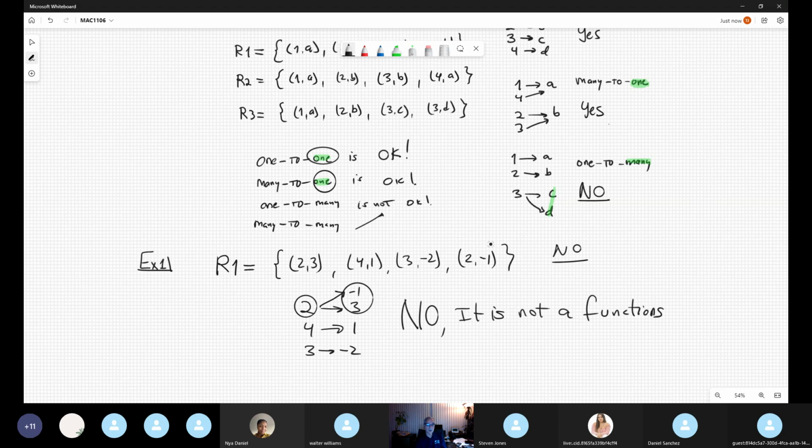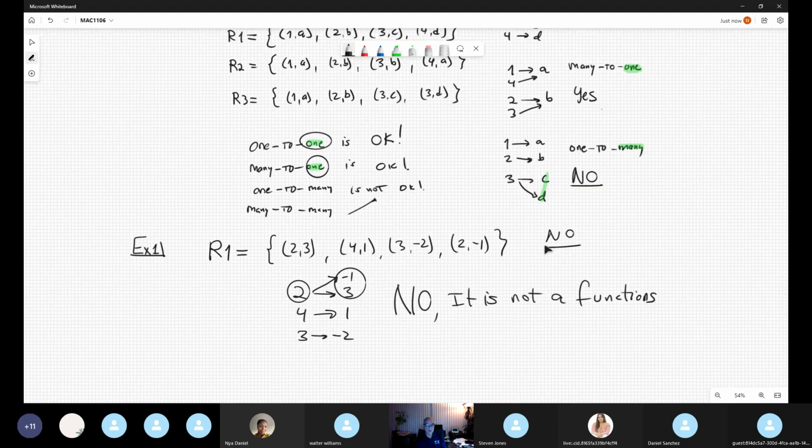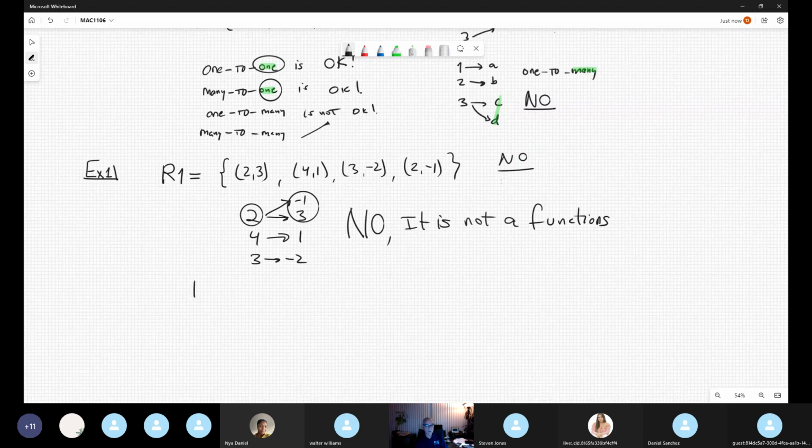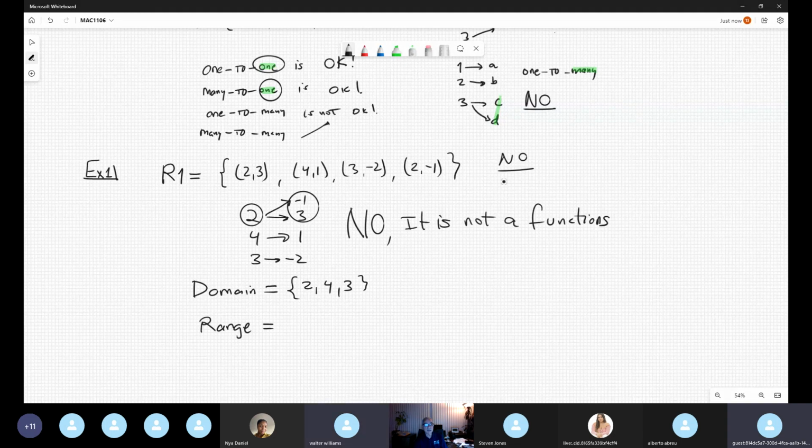Okay, and you can help me to determine what the domain and range are. Remember, domain is a set formed by the value of the first component, and the range is the value associated with the second component. Domain is 2, 4, and 3. And the range is going to be -3.